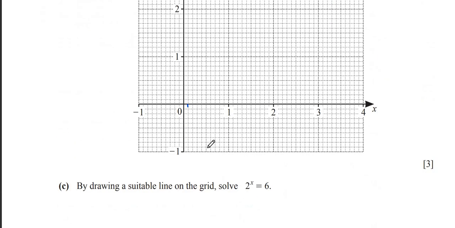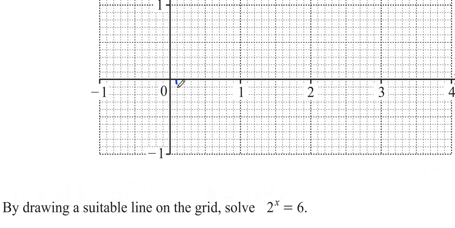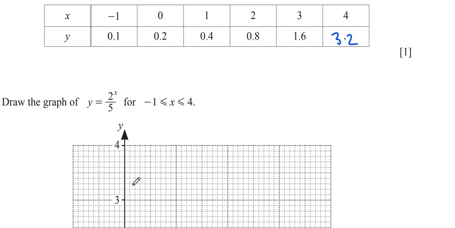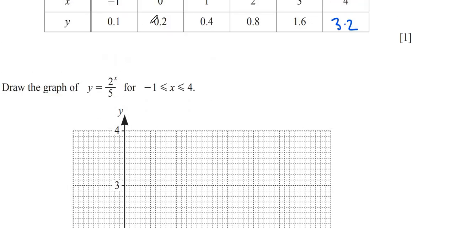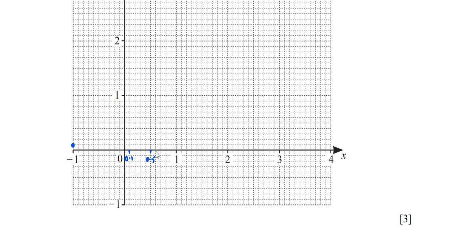If you look at this point, each of these small lines is 0.1. This point is 0.1, this point is 0.5, 0.6, 0.7. Okay, so the first point is negative 1 comma 0.1, so it's this point. Then we have 0 comma 0.2, so 0 comma 0.2 is this point.